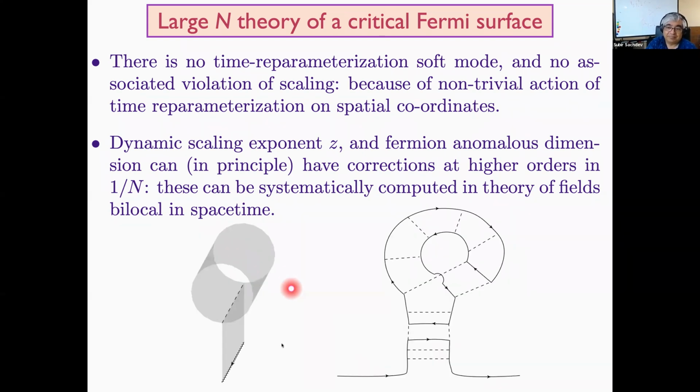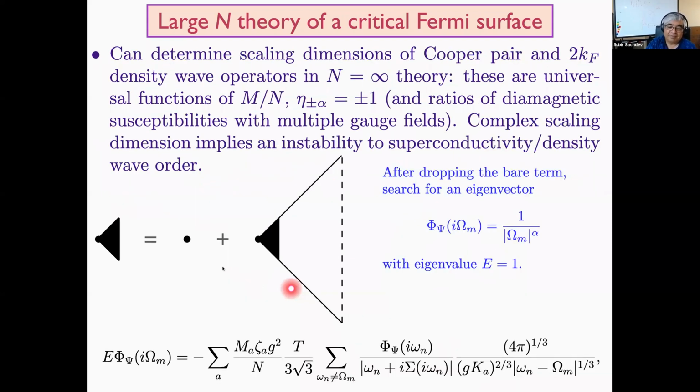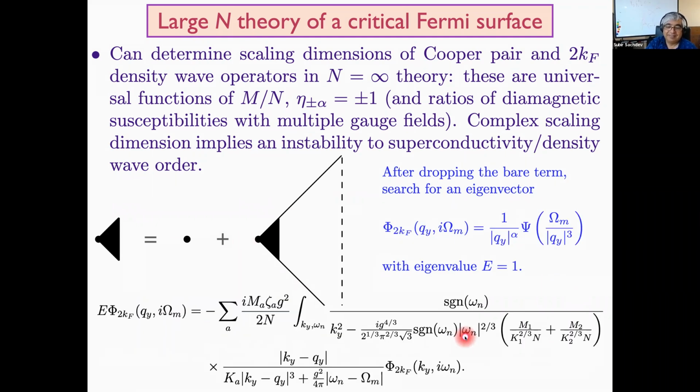We can also look at instabilities. This is exactly the type of equations I showed you earlier for the higher operators. And sure enough, you find some simple operators like the density and the energy. And then you can find pairing instabilities and 2kF operators with irrational scaling dimensions by solving a very similar type of equation. And this is all in our paper. You have to solve some of these equations numerically, but that can be done.